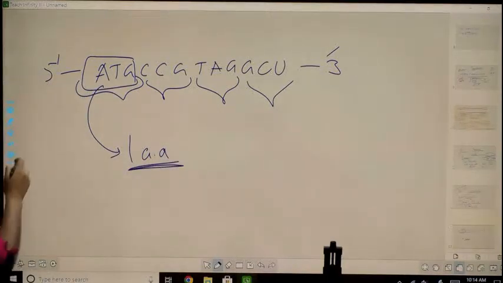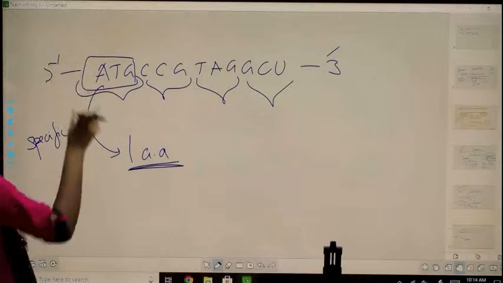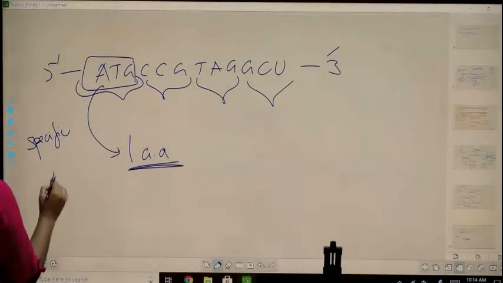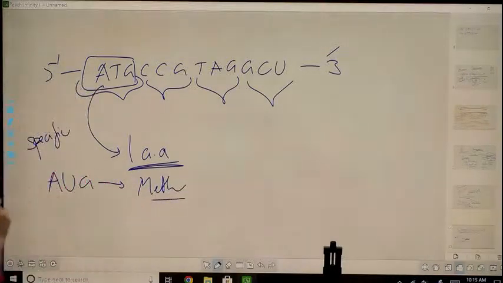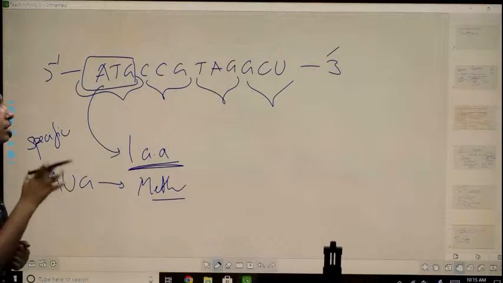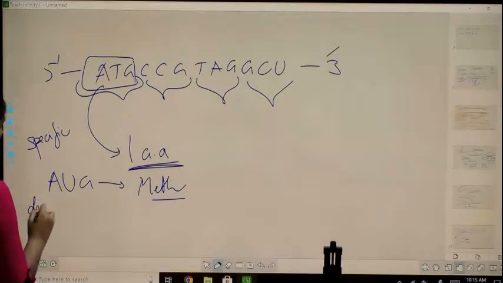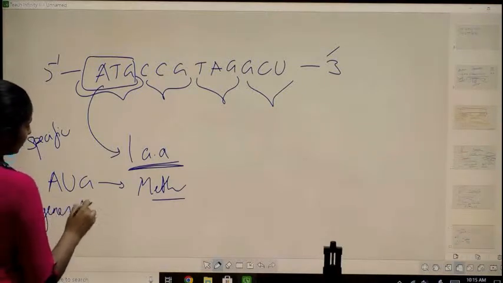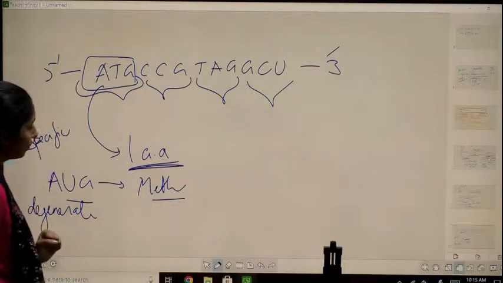The genetic code is specific. That means one particular codon will always code for a particular amino acid, like your AUG is specific for methionine, right? Okay. And we know our codon is unambiguous. That means there is clarity in that. And another property is our codon is degenerate. Degenerate means multiple codons can code for the same amino acid, right? So these were some of the properties of the genetic code.